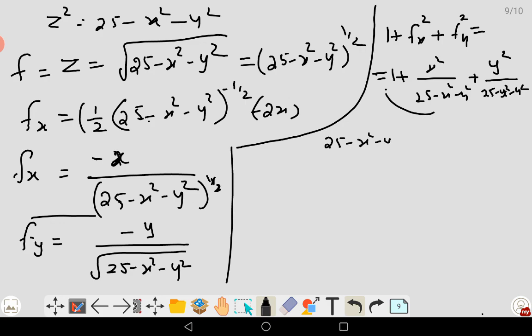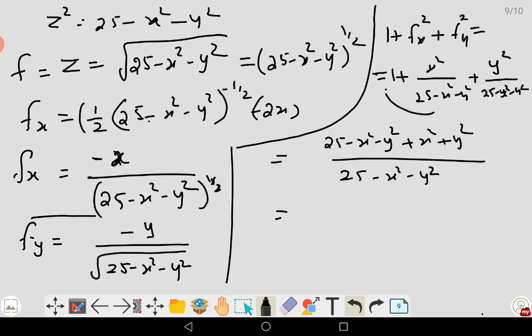So 25 minus x square minus y square plus x square plus y square, commonly divided by 25 minus x square minus y square, which is 25 divided by 25 minus x square minus y square. This is without square root because we have not taken the square root here.